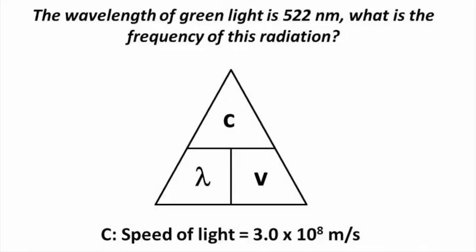And there are a few equations that will help you out with finding the wavelengths and the frequency, and we can go through a few examples. So, the question: the wavelength of green light is 522 nanometers. What is the frequency of this radiation?